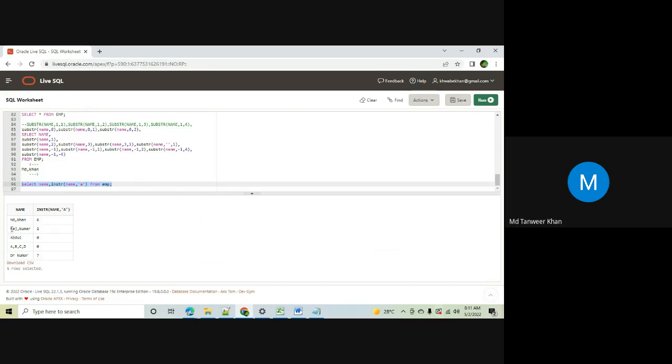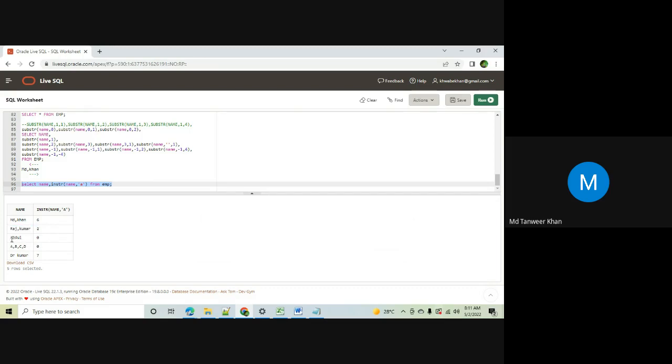But for this Rajkumar, I'm a bit confused: A is present here as well, and A is present here as well. Then why is it showing 2 here? What is the reason? A is coming 2 times. It will check for the first occurrence. The first occurrence of A is at the second position. That's why the output is 2 here. Okay, I got this concept.